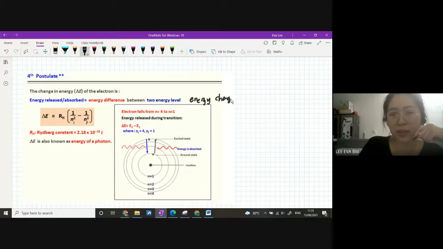It is represented by a symbol delta E. Yang tadi punya E sahaja. So delta E equals to your Rydberg constant. In the big bracket over here, we have 1 over Ni square minus 1 over Nf square.